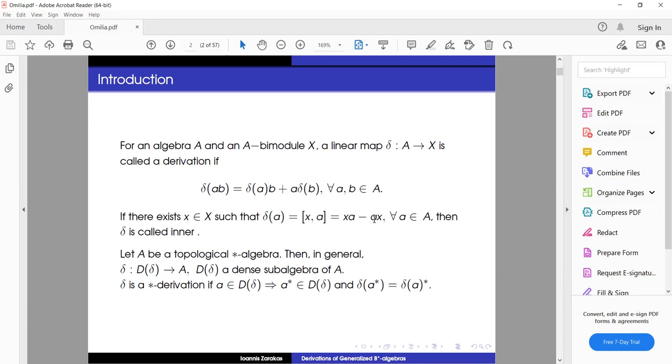Now, it may happen that we are going to talk about derivations in locally convex algebras. So in the setting of a topological star algebra, in general, our derivation, our linear map, is from a densely defined domain D(delta) mapping to the algebra. The first part of the topic will deal with derivations having domain the whole algebra, while in the second half of the topic, we are going to talk about some results when our derivation is of the kind described here, meaning having densely defined domain.